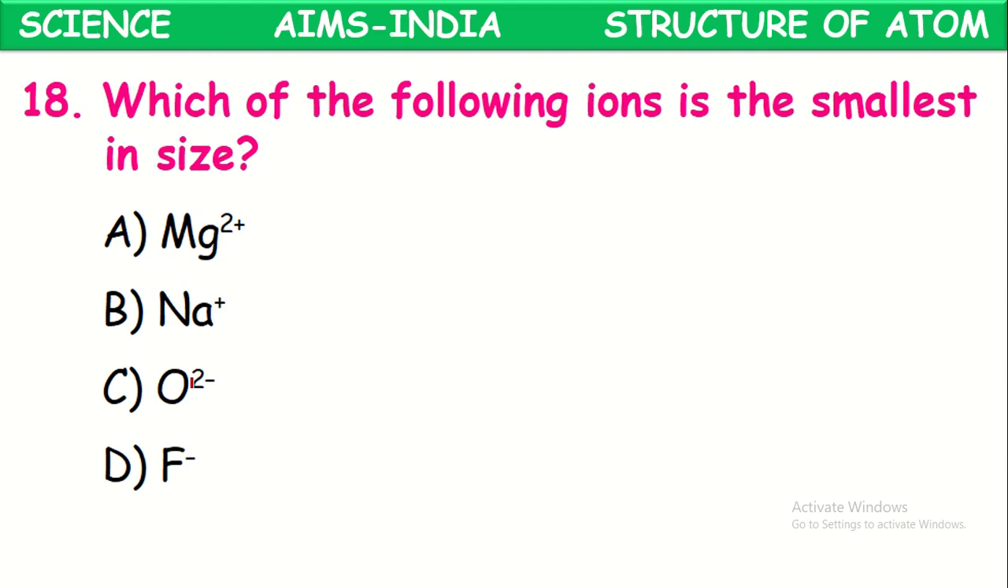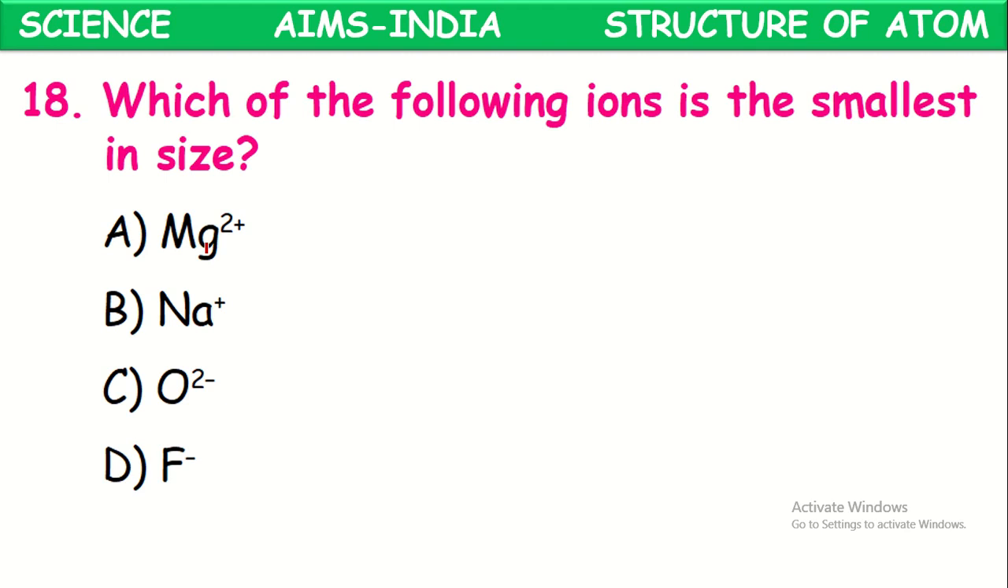Okay. Next, which of the following ions is the smallest in size? If we observe between all these ions, there is a certain relation. What might that relation be? They all have the same number of electrons. Magnesium plus 2 has 10 electrons, Na plus, O2 minus, F minus. These all have the same number of electrons.